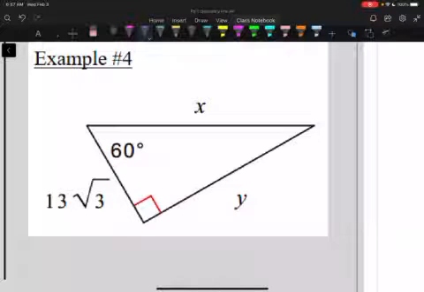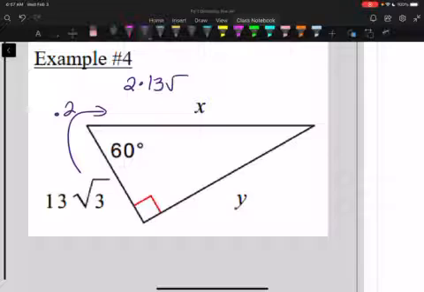Now I'm given my short leg, so again, I can go to either side first. I'm going to go to my hypotenuse, so I'm going to multiply by 2. So remember, you can't multiply into radicals unless you're multiplying radicals together. So it's just going to be the 2 times the 13. And I'm going to keep that square root of 3. So it's 26 square roots of 3.